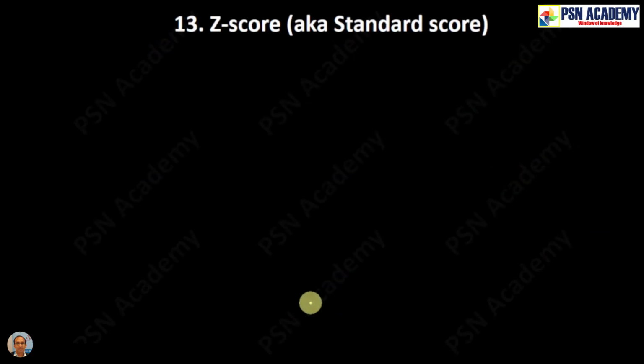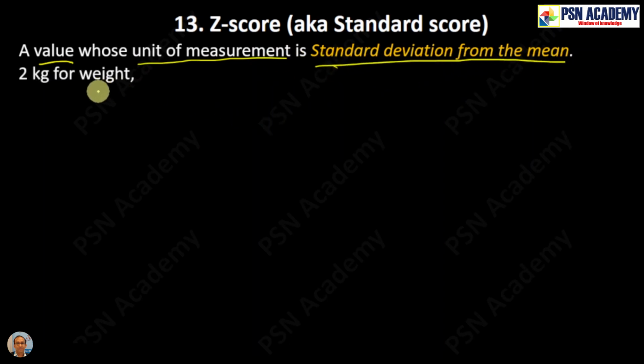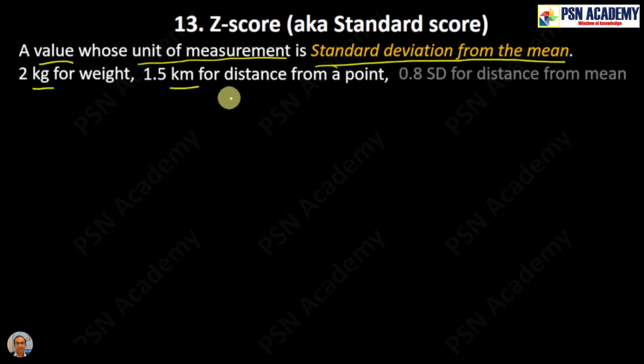Next, we go with z-score. This is also known as standard score, and it is a value whose unit of measurement is standard deviation from the mean. Say, for weight, we have kg as unit. For distance from a point, we have kilometers. Likewise, we have distance from the mean as SDs, that is standard deviation.